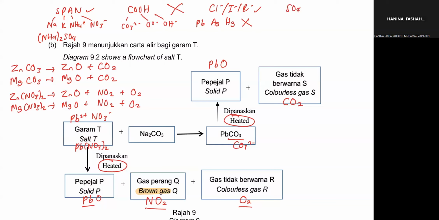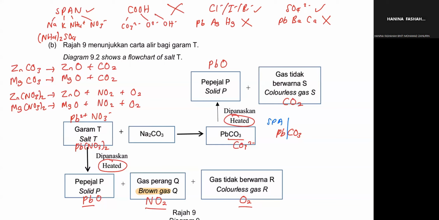Then SO4 is mostly soluble, only Pb, Ba, Ca are insoluble. So PbCO3 is insoluble. So how do you prepare the salt? Remember, if you want to prepare a soluble salt, you use an insoluble salt and acid. If you want to prepare an insoluble salt, then you use two soluble salts.